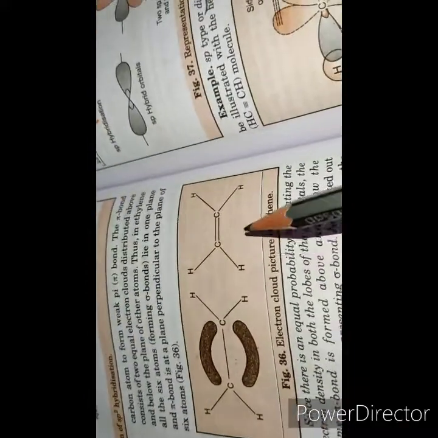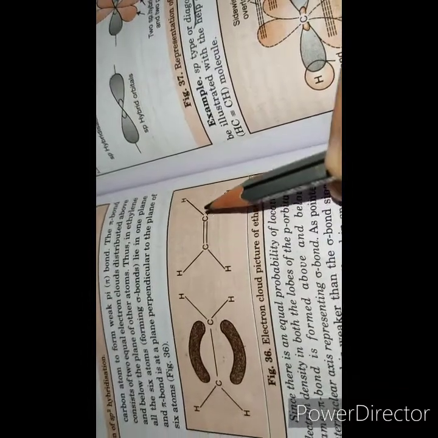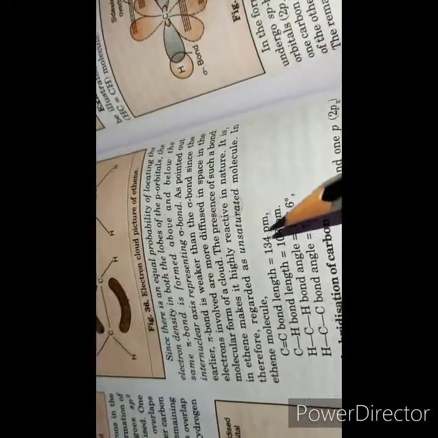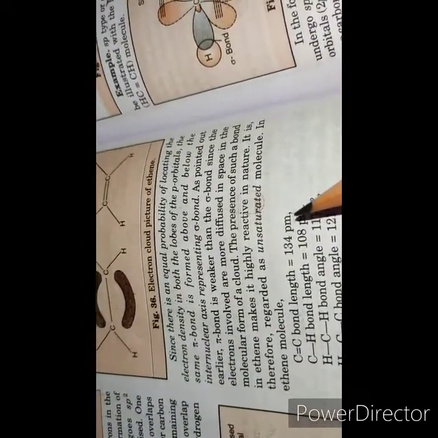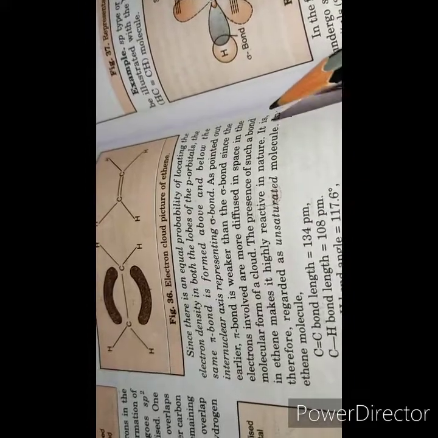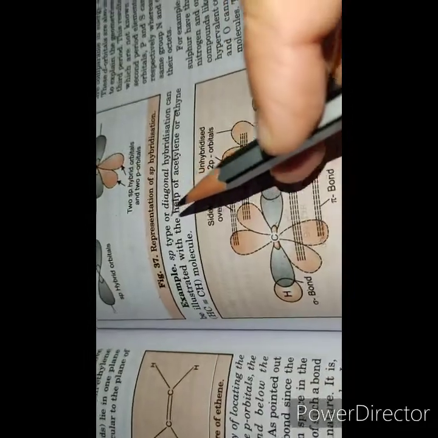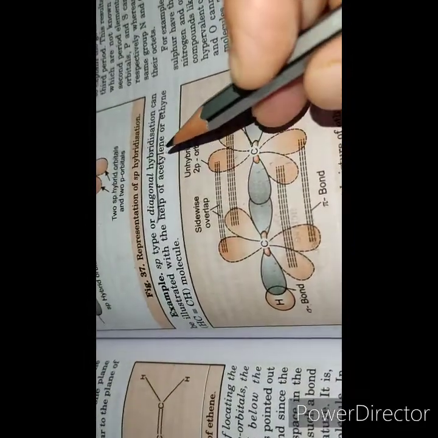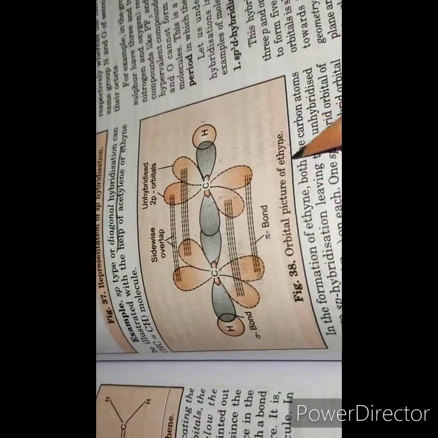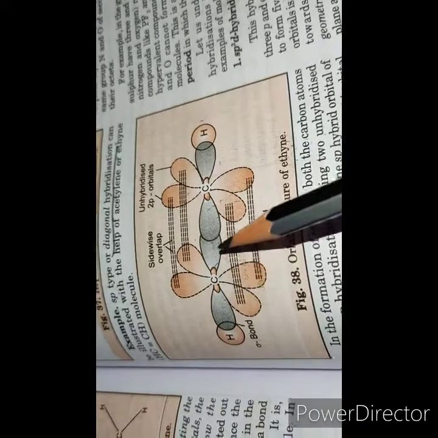As a result, the structure of ethene has 1 sigma and 1 pi bond between the carbon atoms, right? The bond length is 134 picometers. So ethene is an example of an unsaturated molecule. Now we come to sp hybridization, or the diagonal or linear hybridization. We take the example of the ethyne molecule. In ethyne, each carbon is sp hybridized.